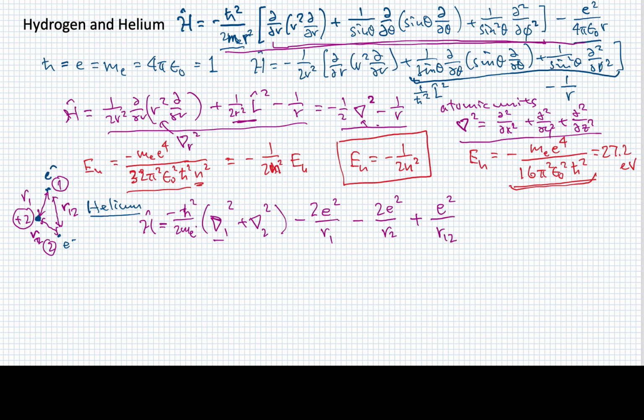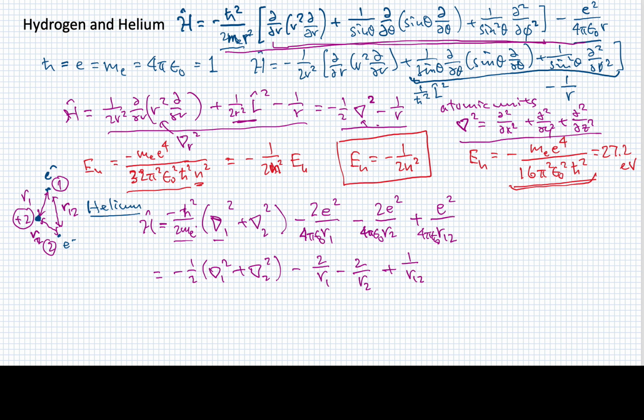All right, so I have done this kind of half and half in atomic units and non-atomic units. So if I were to put this in atomic units, I'd include these permittivity constants here in the denominator. Okay, so if I write this out simply in atomic units, it'll simply be 1/2 times the sum of the 2 Laplacians minus 2 over R1 minus 2 over R2 plus 1 over R12.